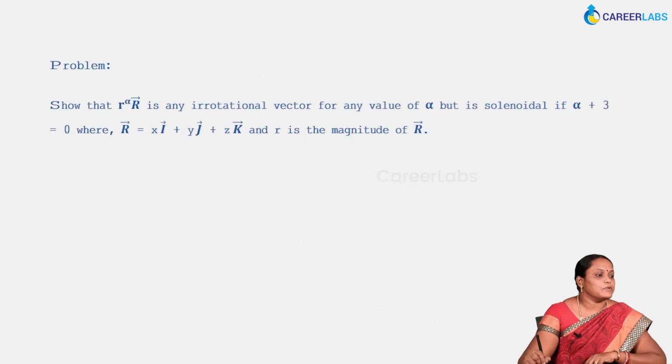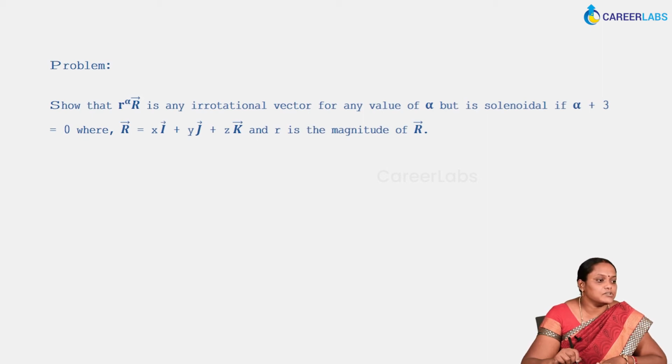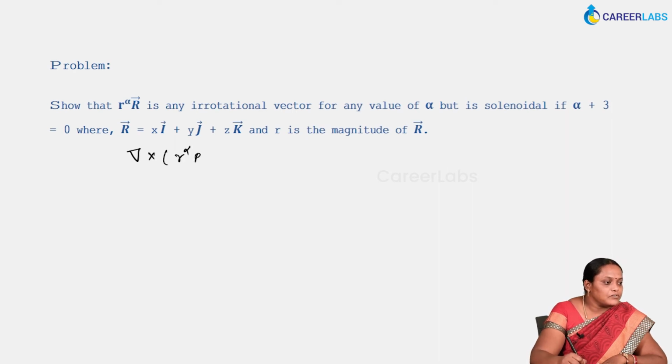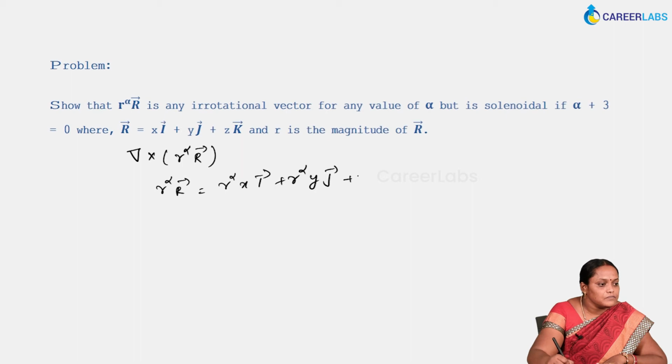Now we will move on to the next problem. Show that r to the power alpha times r vector is irrotational for any value of alpha, but is solenoidal if alpha plus 3 equals 0. And r vector is nothing but x i vector plus y j vector plus z k vector. So now we need to find del cross product of r to the power alpha into r vector. So first let us simplify r power alpha into r vector. This is nothing but r^α x i vector plus r^α y j vector plus r^α z k vector.